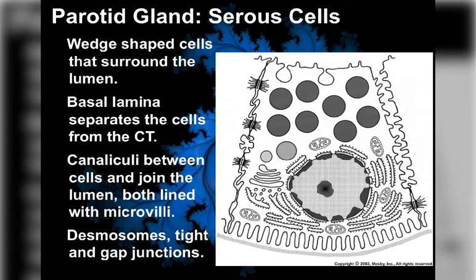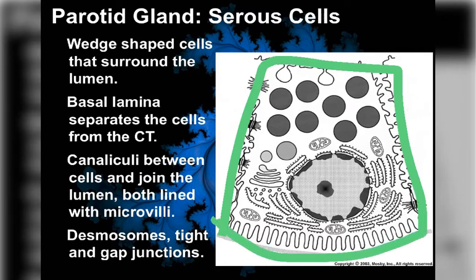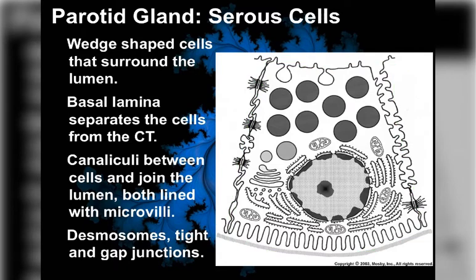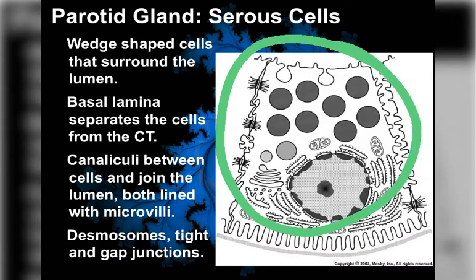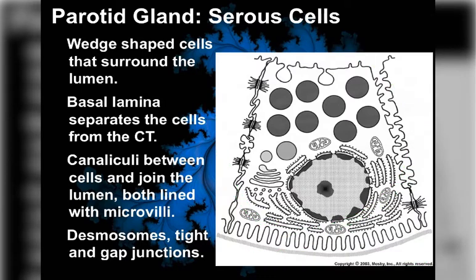Serous cells of the parotid, and in general, are wedge-shaped cells that surround the lumen. This shape is called wedge shape. Basal lamina separates the cell from the connective tissue. So here is the basal lamina, separating the cell from the connective tissue. Because this cell is epithelium, and underneath we have connective tissue. Between epithelium and connective tissue, we should have basal lamina or basement membrane.